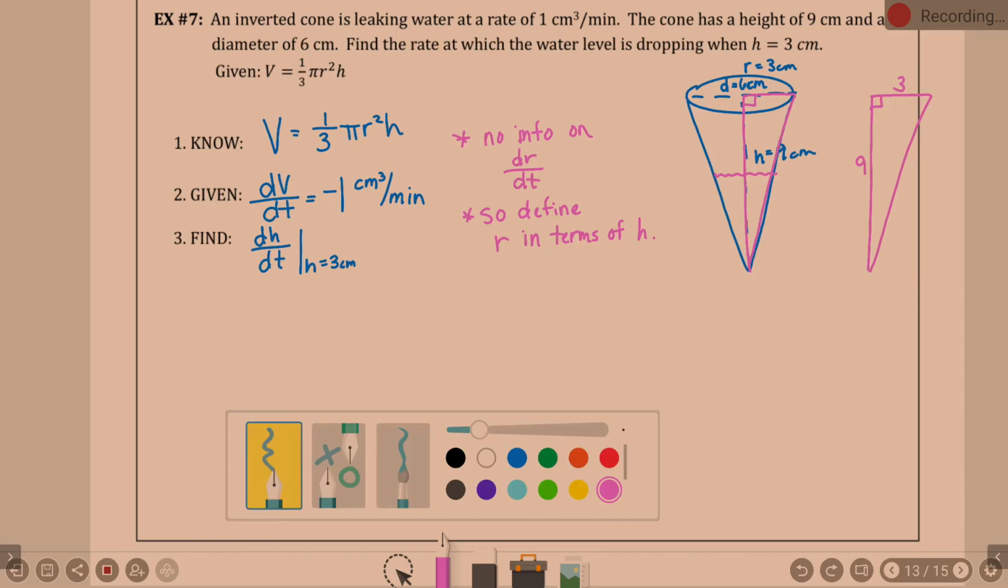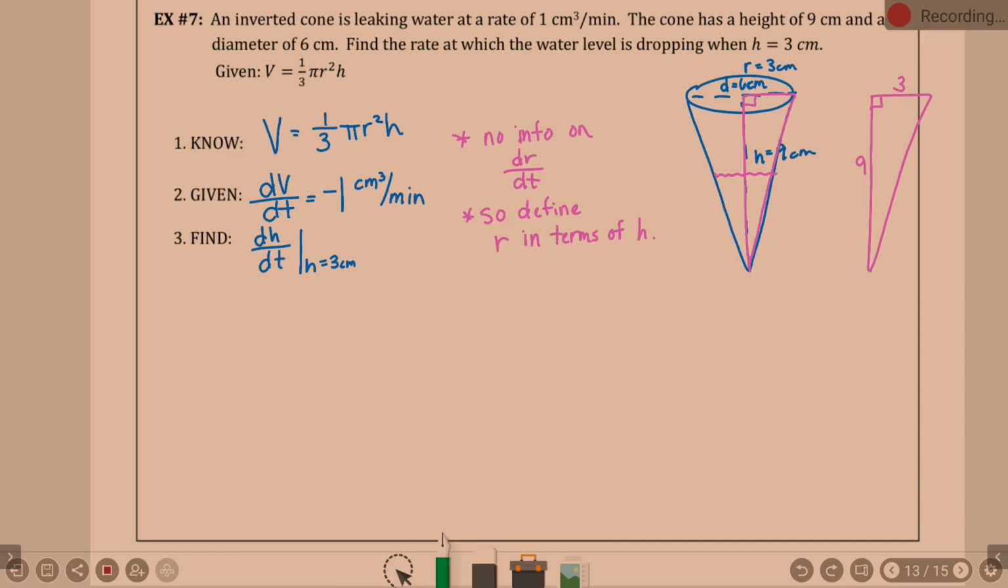Now, that's the whole cone. My other right triangle comes wherever your water level is. Is there a set height for what the water level's at? 3. Well, but is it always at that? No. It varies on the problem.